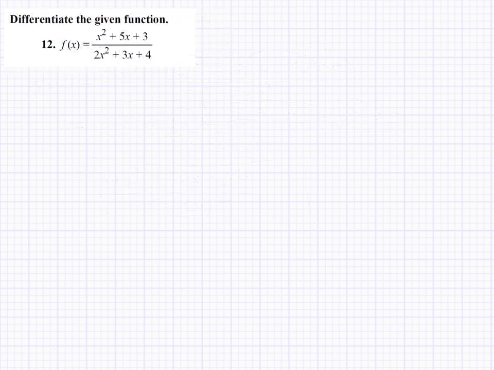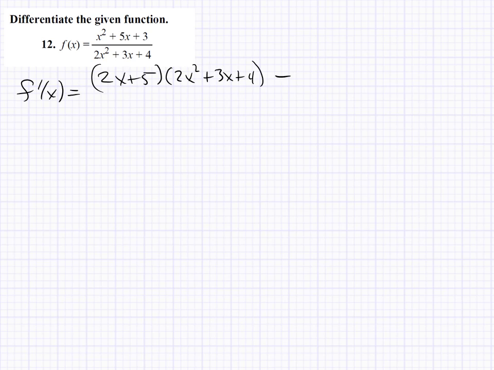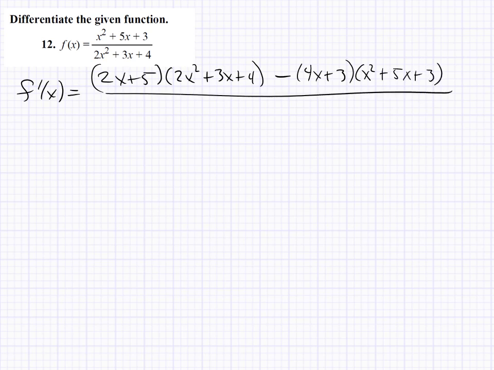Okay, here's another quotient rule one. Same deal. I'm going to find the derivative. I'm going to take the derivative of the numerator, which would be 2x plus 5, times the denominator, which would be 2x squared plus 3x plus 4, minus, I'm going to take the derivative of the denominator, which will be 4x plus 3, times the numerator, which will be x squared plus 5x plus 3, all over the denominator squared, so 2x squared plus 3x plus 4 squared. And there's your derivative. Again, that's not the end of the work, but that's the end of your derivative.